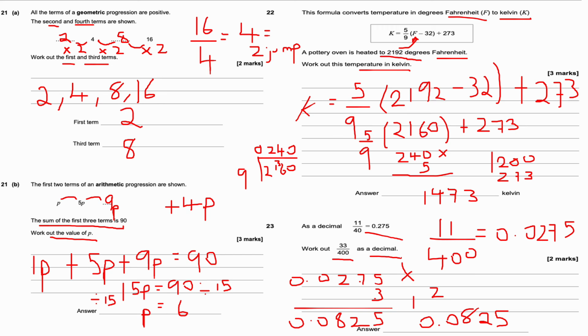This topic here is testing your knowledge of place value involving decimals. What I've done here is I've divided everything by 10 essentially. So I've divided the decimal by 10 to get 0.0275, and then I've multiplied this fraction by 3 because I want 33 out of 400 and not 11 out of 400. So that's my answer for that question.